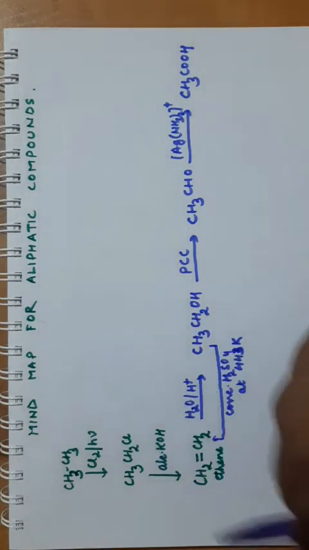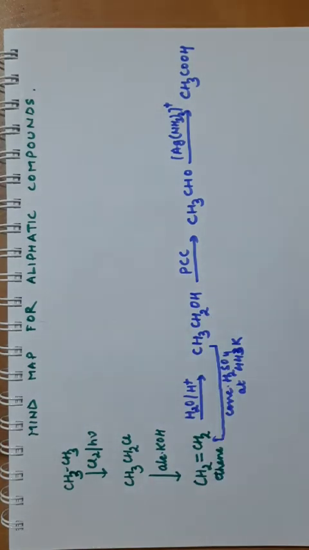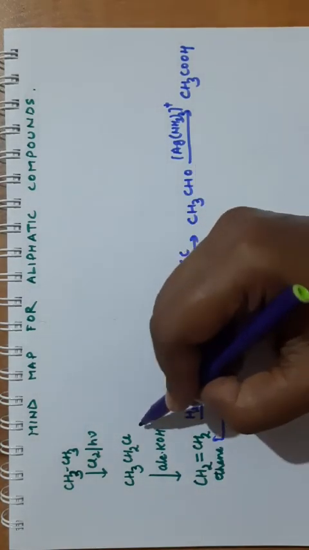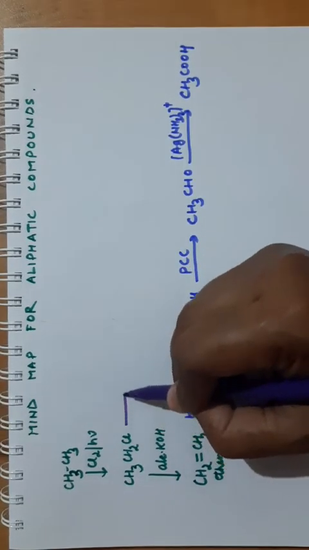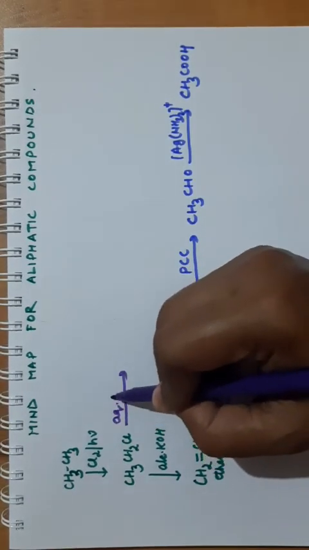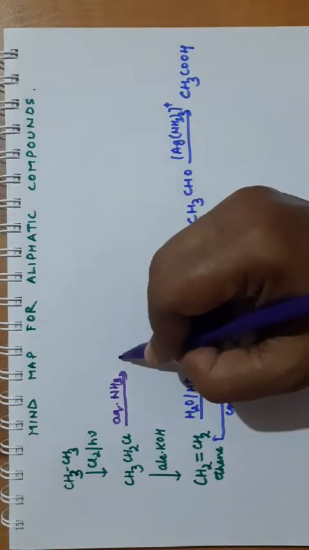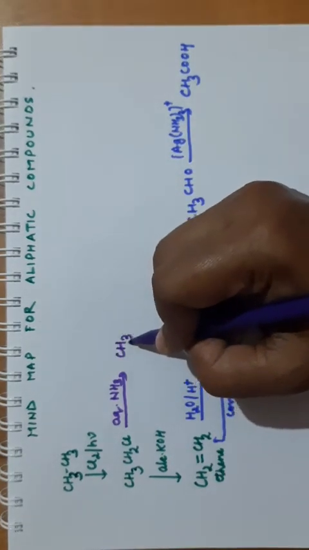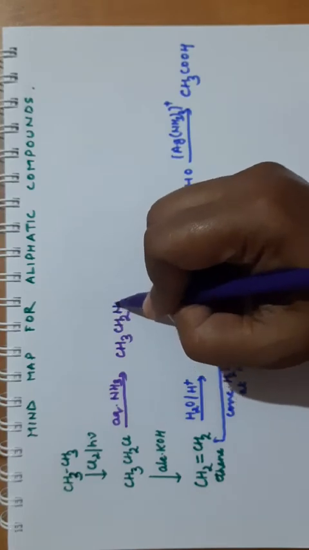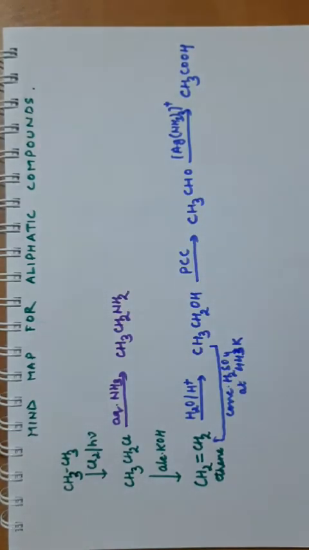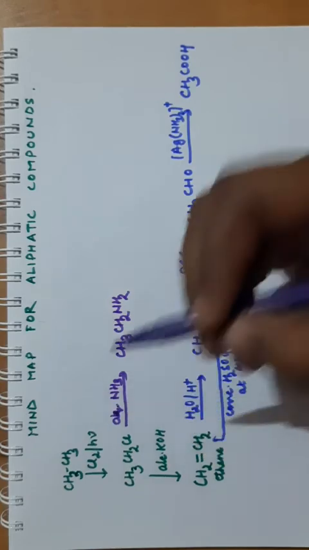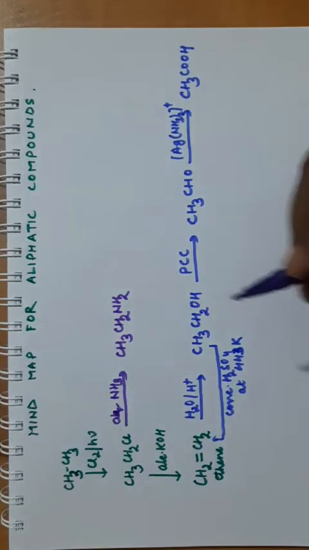Now this alkyl halide is an important intermediate compound. It can be converted into a number of compounds if you are treating it with aqueous NH3. Cl will be replaced by NH2 and you will get an amine, CH3CH2NH2. Clear? Alcoholic or aqueous NH3, you will get an amine.